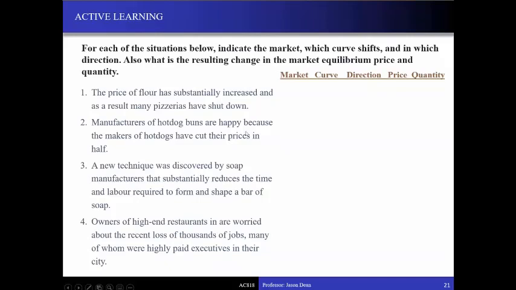Yeah. Okay, so let's look. We have some scenarios here, and I just want you to indicate, don't worry too much about the market, but, whatever. So obviously this is the market for a certain pizza, right?